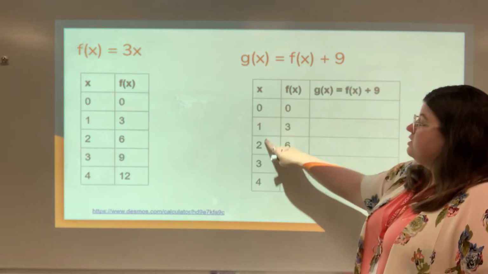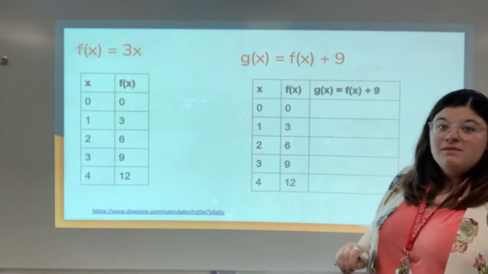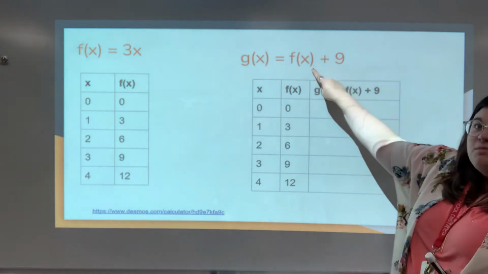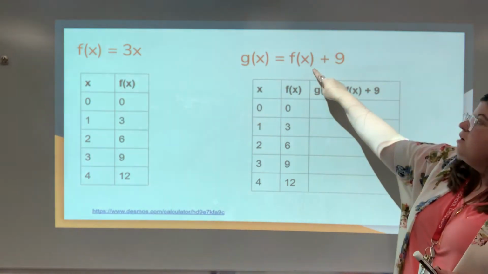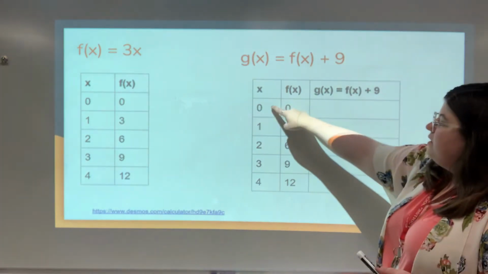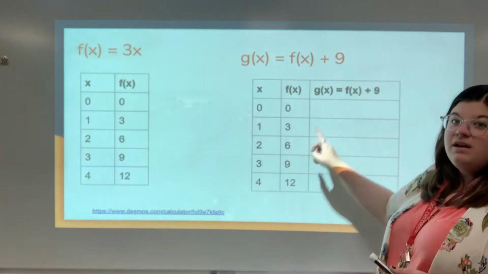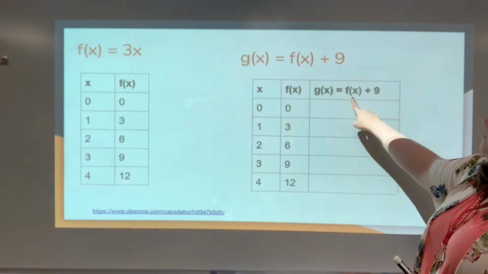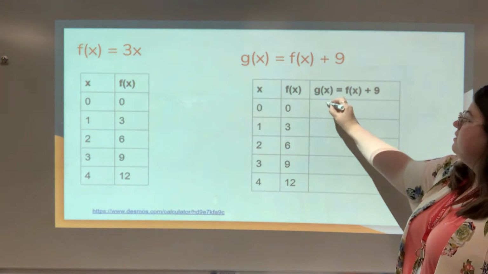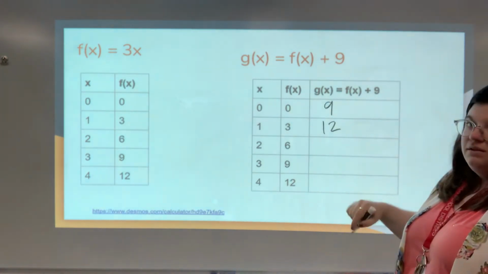Again, f of x, all it does is take my input and multiply it by 3. This new transformation rule says, okay, still multiply it by 3, but now add 9 onto it. So after inputting all of these, I've multiplied by 3, and now g of x says, just take whatever f of x is and add 9. So 0 plus 9, 9, 3 plus 9, 12. You get the idea here.